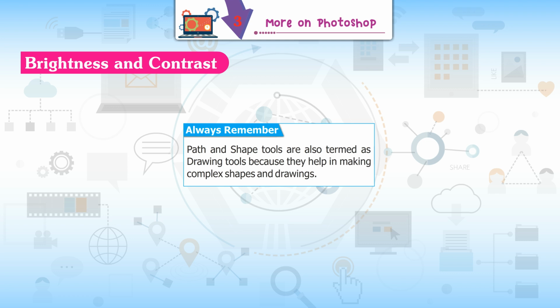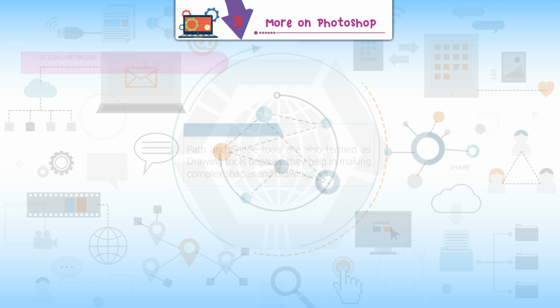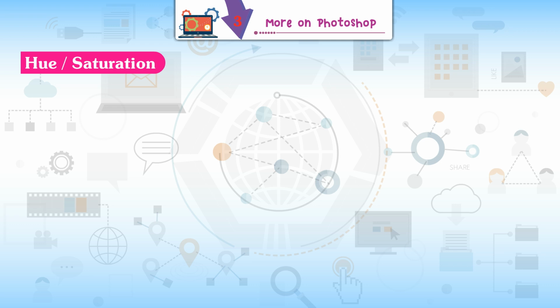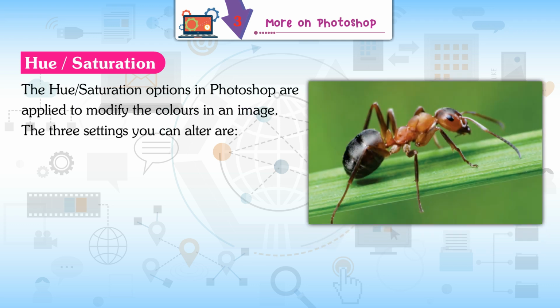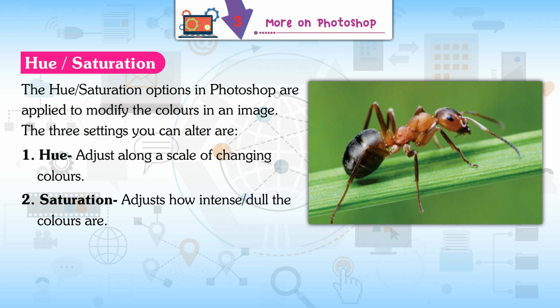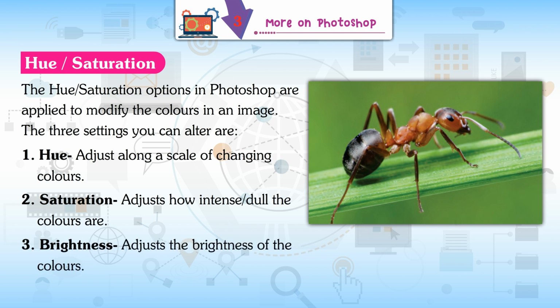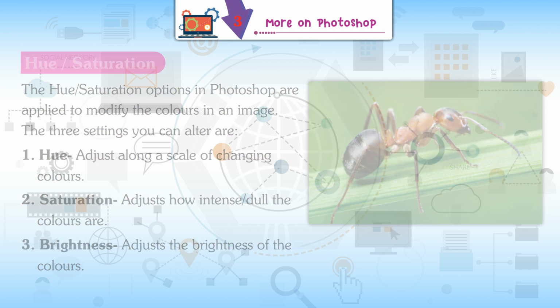Always remember, path and shape tools are also termed drawing tools because they help in making complex shapes and drawings. Hue or saturation. The hue or saturation options in Photoshop are applied to modify the colors in an image. The 3 settings you can alter are: 1. Hue. Adjusts along a scale of changing colors. 2. Saturation. Adjusts how intense or dull the colors are. 3. Brightness. Adjusts the brightness of the colors.